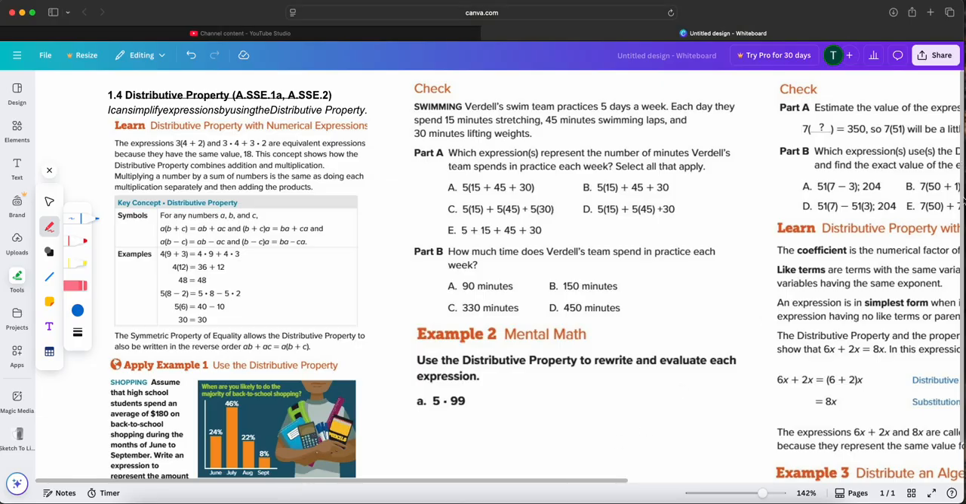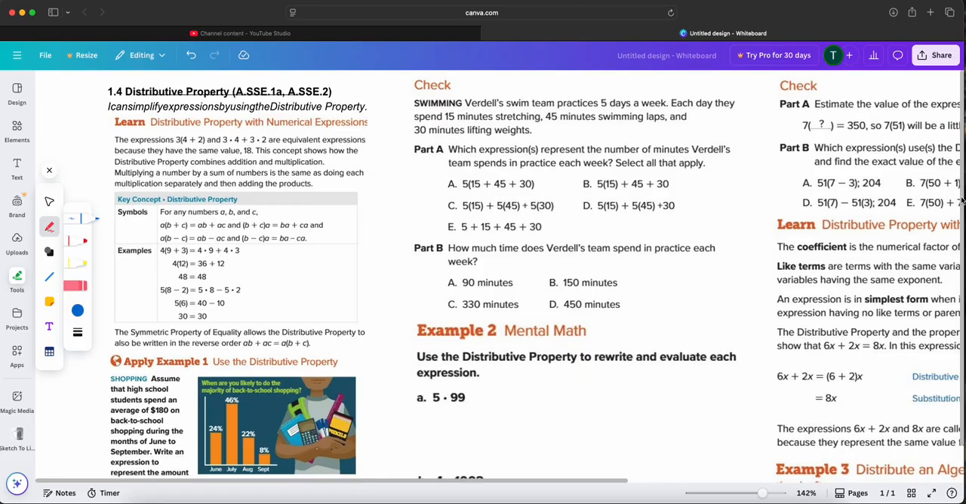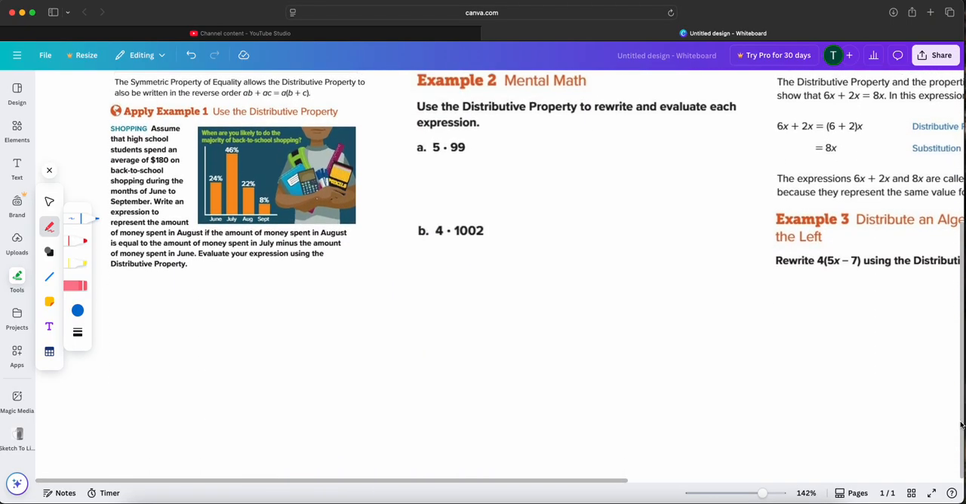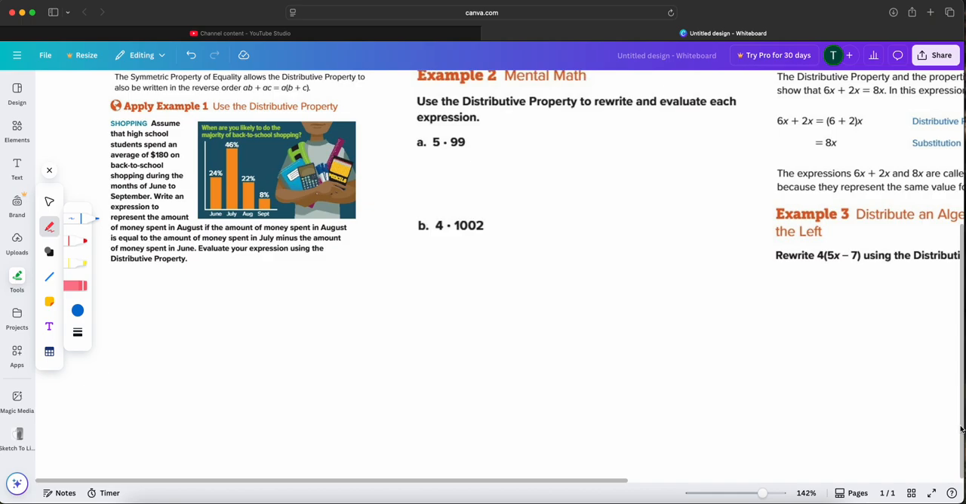So we have to write everything as the distributive property, even though some of you might think of different ways to solve these problems. It wants us to really focus on using that distributive property. So it says, assume that high school students spend an average of $180 on back-to-school shopping during the months of June to September. Write an expression to represent the amount of money spent in August if the amount of money spent in August is equal to the amount of money spent in July minus the amount of money spent in June. Evaluate your expression using the distributive property.